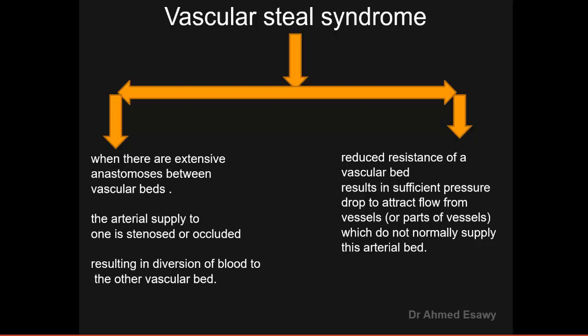Examples: in a dialysis fistula, when the radial artery is stenosed, it results in steal of blood from the ulnar artery to the area hypoperfused by the stenosed radial, or to the fistulous area, which is hypoperfused by the stenosed radial artery as a result of low resistance of the vascular bed supplied by the stenosed artery, with sufficient drop in pressure to attract or steal blood from another arterial bed, not supplying this area originally.